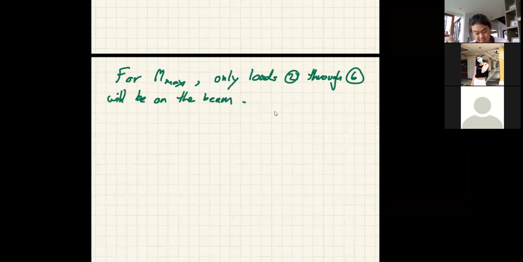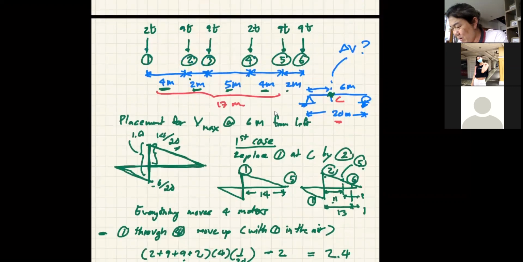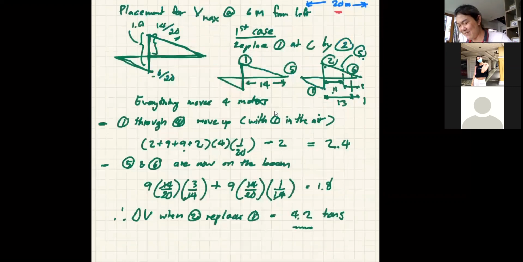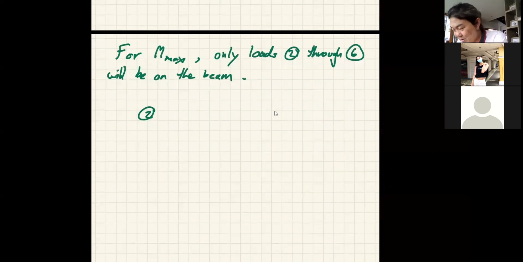So now, let's say we have load number 2. No more copy option. Okay. Actually, I have the picture here. Okay, I can look in there. We have load number 2, 3, 4, 5, and 6.